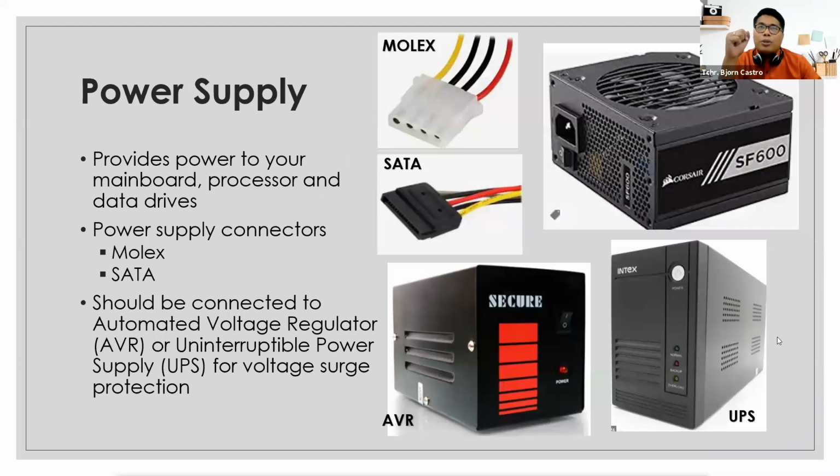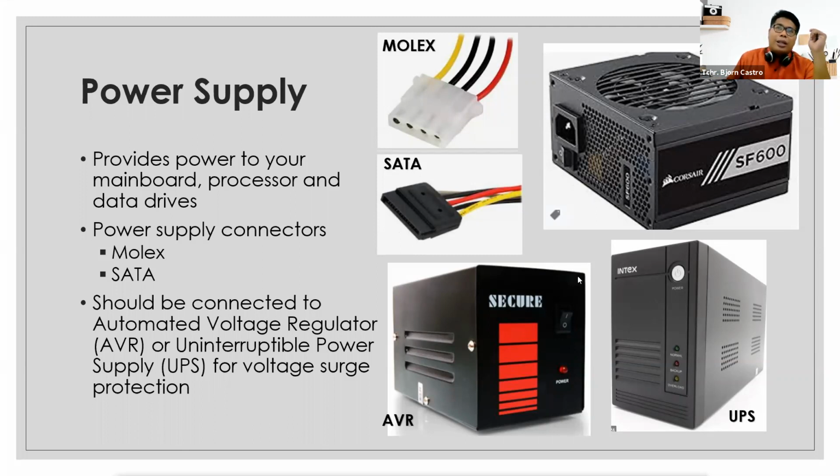Okay, so let's now proceed with the power supply. The power supply, of course, supplies power to the components like the motherboard, the data drives, as well as your processor. Now, it has two different connectors, the Molex. What is plugged into the Molex are the CPU fans or system unit fans. As well as the SATA, this is the power connector for your disk drives or data drives.